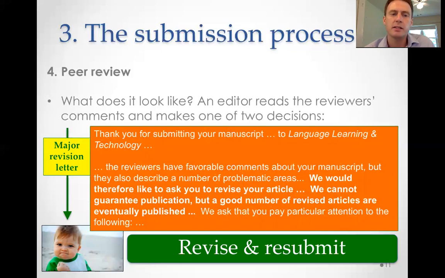So the editor says, "Thank you for submitting your manuscript to Language Learning and Technology. The reviewers have favorable comments about your manuscript, but they also describe a number of problematic areas. We would therefore like to ask you to revise your article. We cannot guarantee publication, but a good number of revised articles are eventually published. We ask that you pay particular attention to the following." And then they highlight some of the points from the reviewers' comments that they found most pertinent or most important for us to pay attention to in our revised manuscript. Okay, and that's great. It really helps you focus your efforts in the review process.